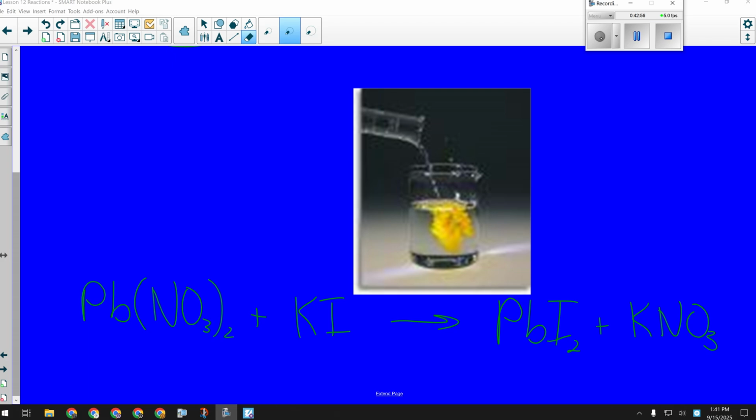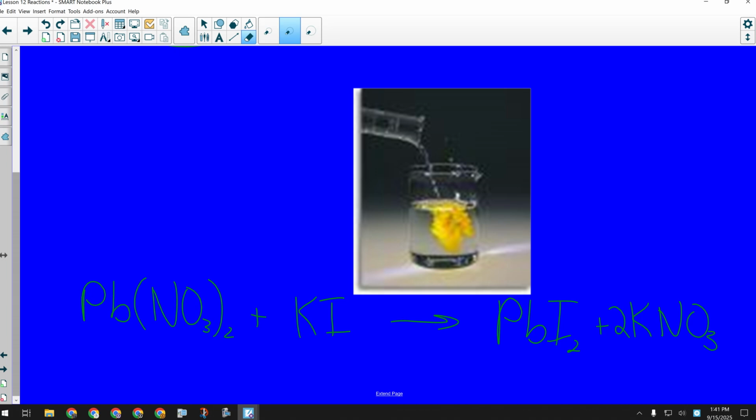All right, so according to our rules, we start with the biggest number. Biggest number is 2. Okay, there's 2 nitrates, there's 2 iodines. Let's start with nitrate just because it's on this side. I've got 2 nitrates here. How many nitrates over here? 1. Just 1. Okay. So do I put brackets in a 2 or do I put a 2 in front? 2 in front. I can't change what the compound is. I can change how much there is.